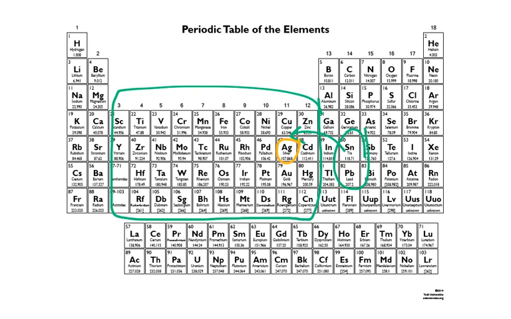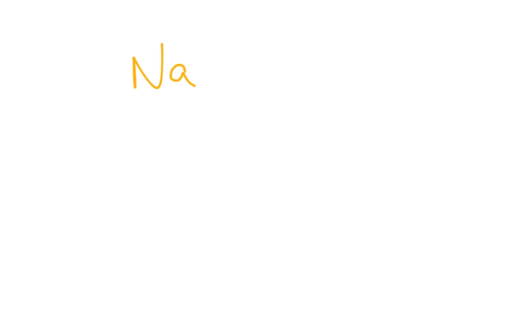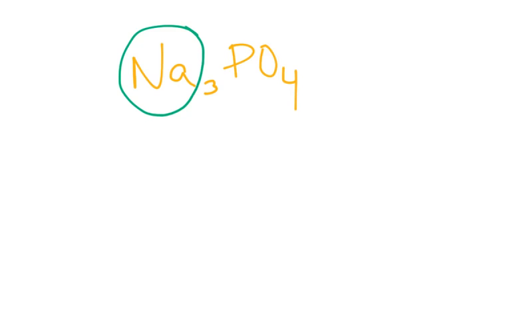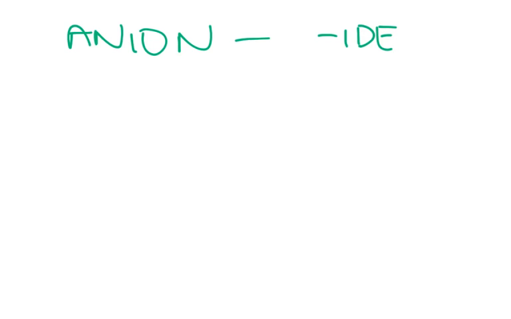Now, there are some complexities that can come with nomenclature, but we are sticking to binaries. That's ones that only have two things in them. But keep in mind, even something like Na3PO4 has only got two things. My cation is my sodium, and my phosphate is my anion. So remember your polyatomics. Okay, so back to the rules. The cation, you just name. Your anion, just like we did before, you're going to change the ending to -ide.